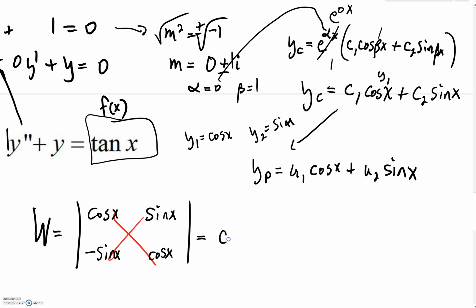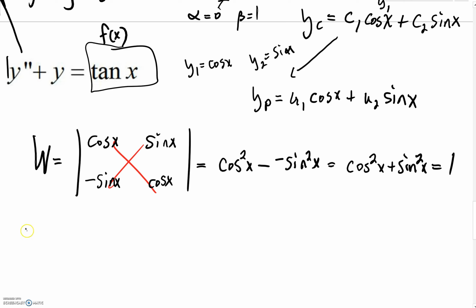So it's only going to take us a moment to do that. We'll have cosine squared of x minus negative sine squared of x. And of course, that's really cosine squared plus sine squared, which is 1. In other words, our Wronskian is simply a 1. Well, let's go ahead and work out what w sub 1 is.